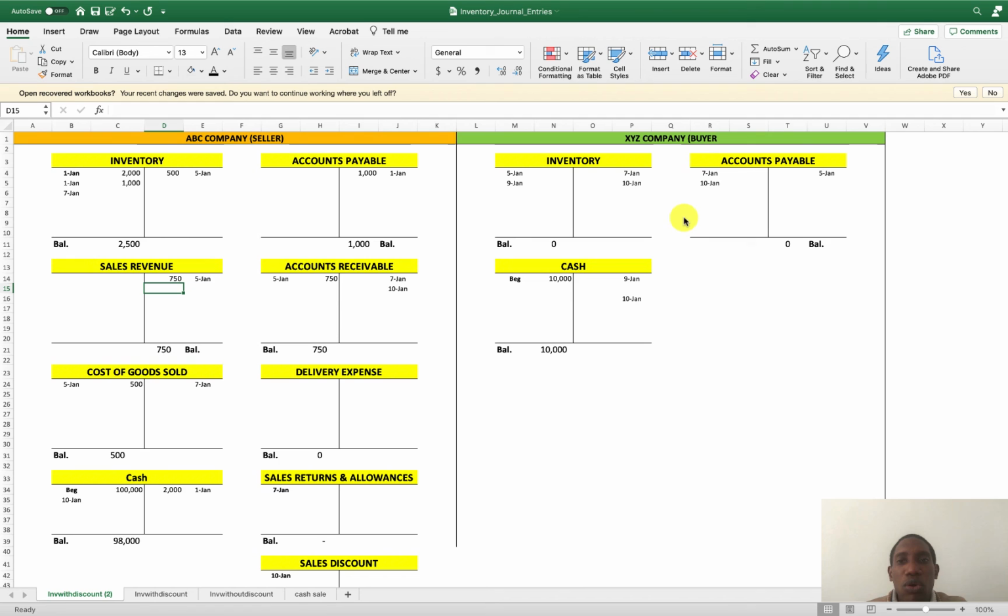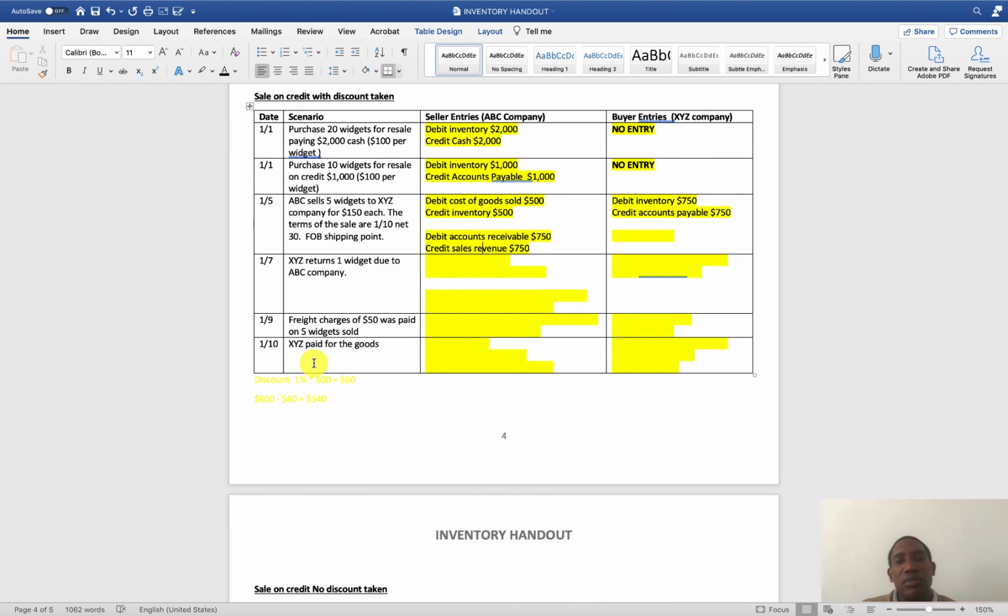So now I'm going to go over to XYZ and I'm going to put in $750 for my inventory, right? And then my accounts payable is going to be $750, okay? And again, the accounts payable for XYZ is the accounts receivable for ABC, right? And the inventory here is the sale, okay? Does that make sense? All right. So again, there's 5 items at 150, so just make sure you track that and understand that.